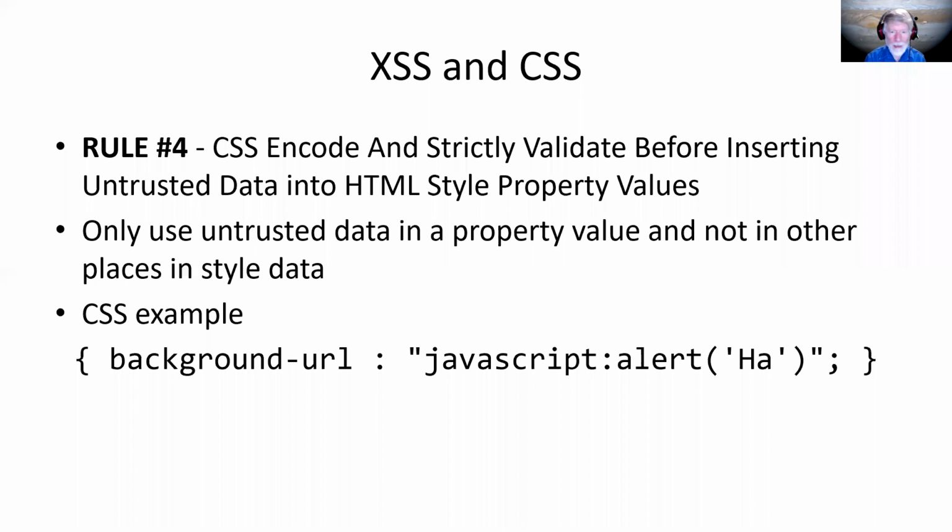Another rule. Yes, I told you there's a bunch of rules. XSS and CSS, or cross-site scripting and cascading style sheets. Yes, your cascading style sheets are also vulnerable, so watch out for those. You can put styles inside the web page, so it's very easy to append a style to your web page. Don't use untrusted data in a property value. Here's an example where we've added a background URL and put an alert in there. That will generate a JavaScript alert just by being in the cascading styles, not changing the text of the web page.